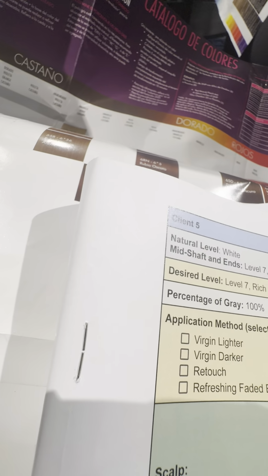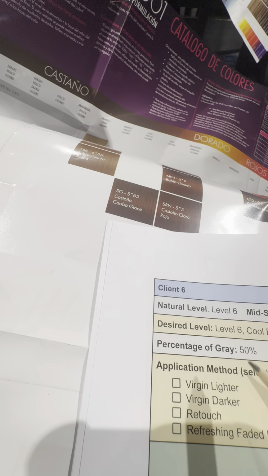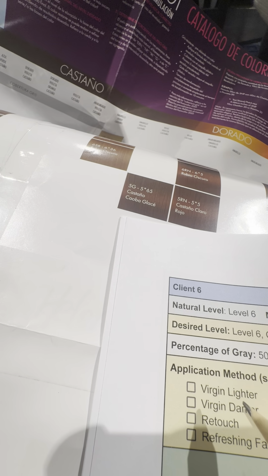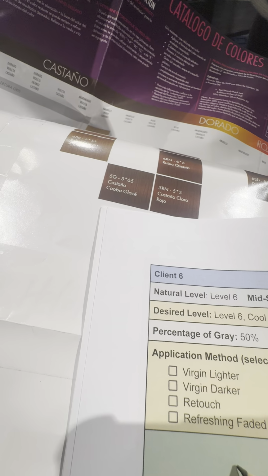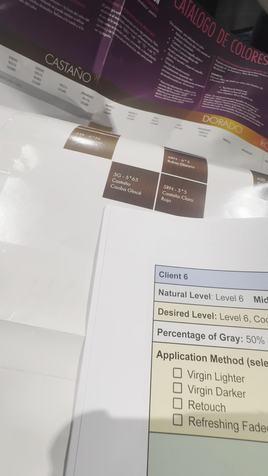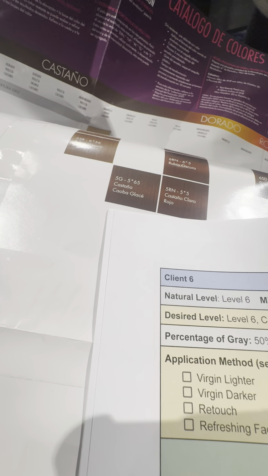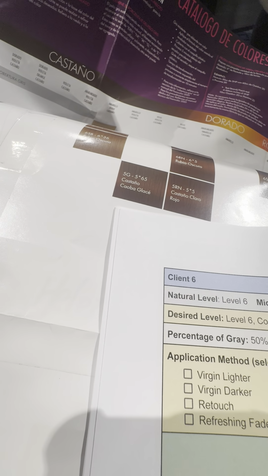Six. Level 6, Beta Brown 6, wants a cool brown, percentage of gray 50%. Is remaining color a factor? No. What do I want to use for a formula? How about the CB? Excellent. One-stop shopping, done. 6 CB.